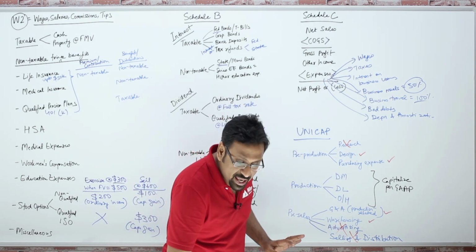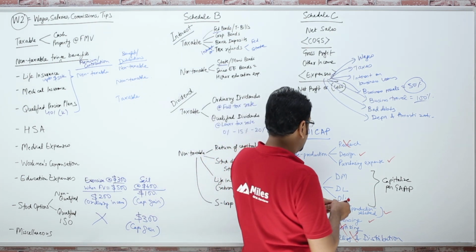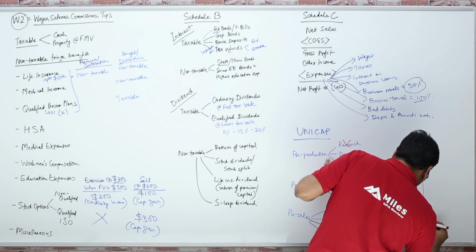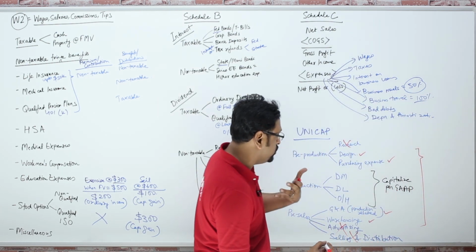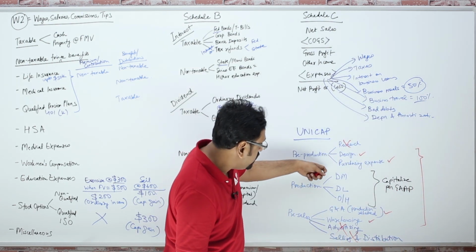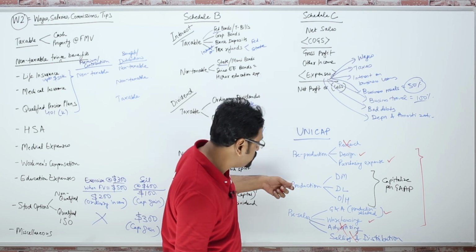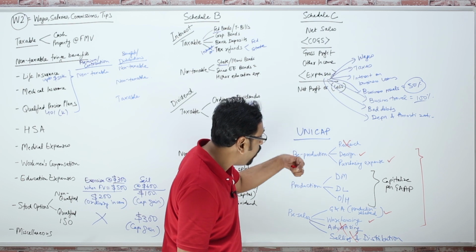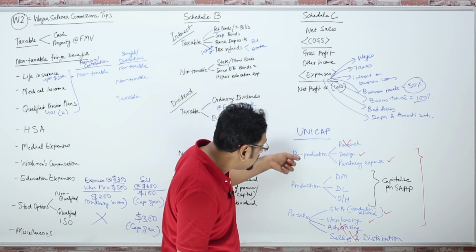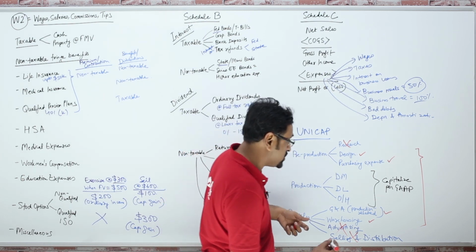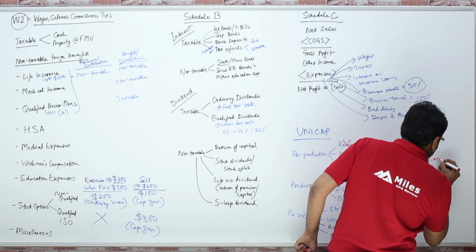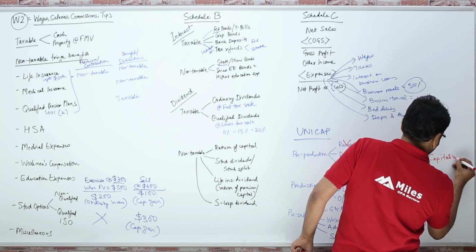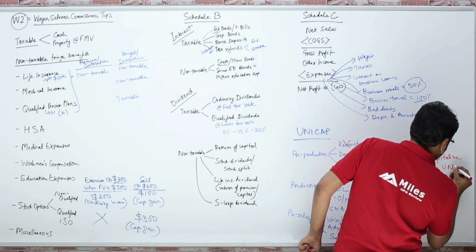So what is happening here basically under UNICAP is the unsold portion of inventory, the unsold goods, inventory, not only capitalized, not only includes the production costs like direct materials, direct labor, and overheads, it also includes a bit of pre-production cost and post-production cost. So it's basically more capitalization per UNICAP.